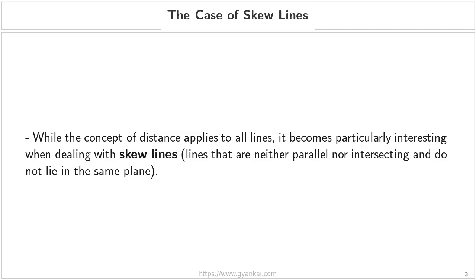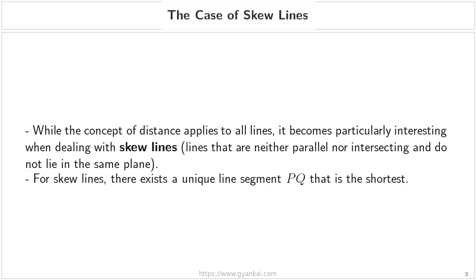The case of skew lines. Now that we have established that the shortest distance is simply the minimum gap between any 2 points on 2 different lines, let's look at a much more interesting scenario. While the concept of distance can be applied to any 2 lines, it becomes particularly fascinating when we encounter what we call skew lines. Now, you might be used to 2D geometry where lines are either parallel or they intersect. But in 3D space, we have these skew lines, which are neither parallel nor intersecting, and importantly, they do not lie in the same plane. They are essentially passing each other in different layers of space.